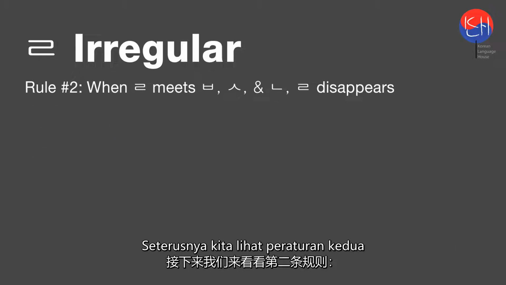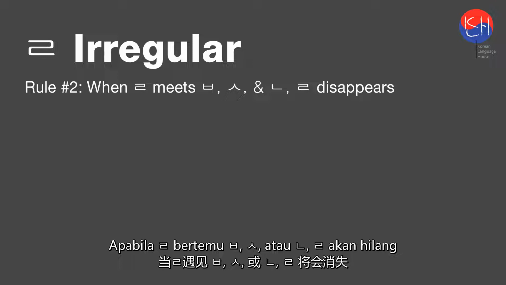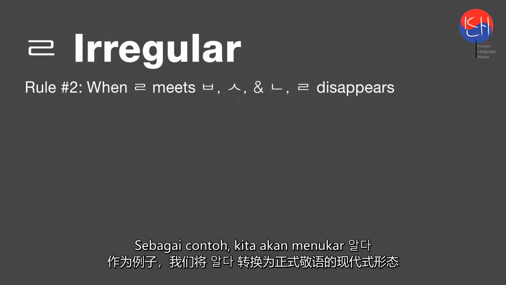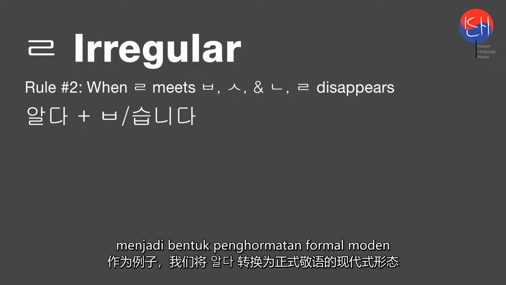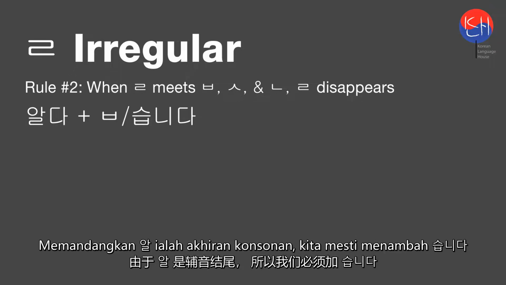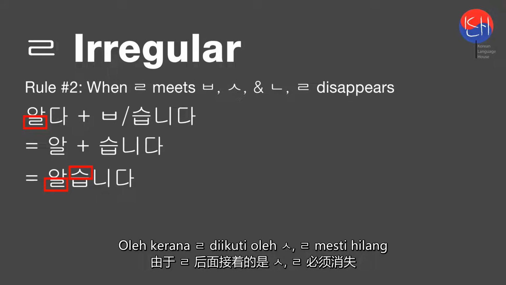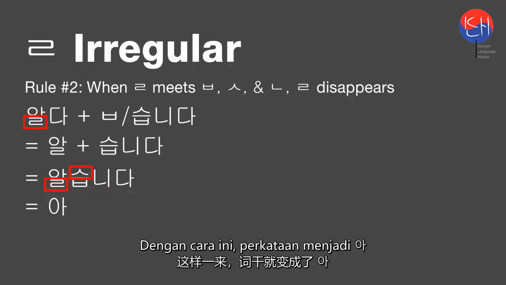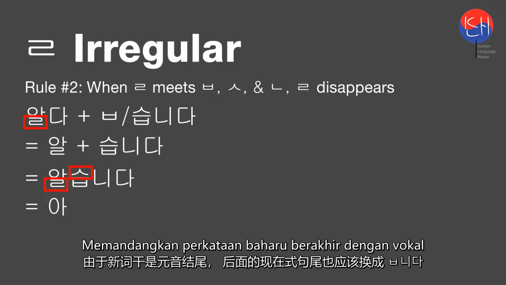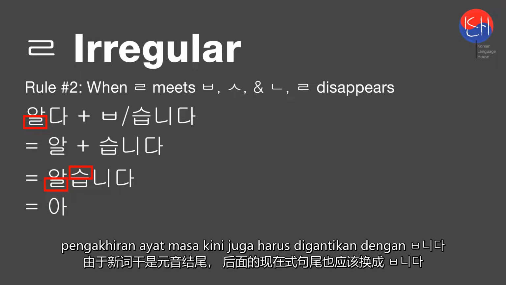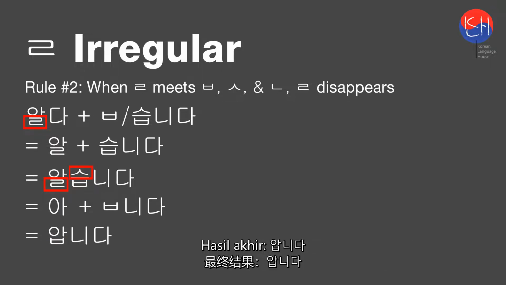Let's look at rule number 2. When ㄹ meets 비읍, 시옷, and 니은, ㄹ itself disappears. For example, let's try conjugating 알다 to the formal polite present tense. Since 알 ends with a consonant, we'll have to add 습니다. This gives us 알습니다. Now that ㄹ is followed by 시옷, ㄹ will have to be removed. This leaves us with 아. And now that the word stem has no ending consonant, we have no choice but to switch the ending to 비읍니다. The end result, 압니다.